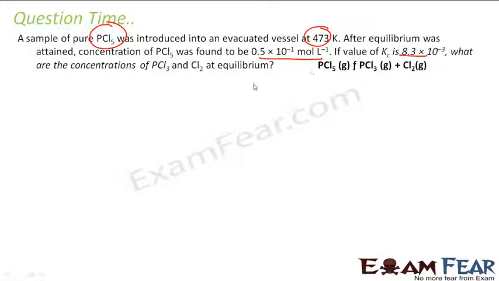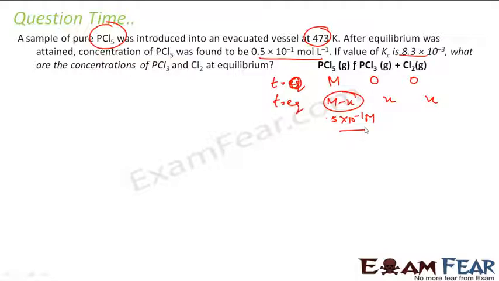at equilibrium, I don't know at t is equal to 0, but let's suppose at t is equal to 0, some m moles of PCl5 were there and 0 moles of PCl3 and Cl2. At t is equal to equilibrium, this will become m minus x, and this becomes x, this becomes x. And this m minus x is nothing but given as 0.5 into 10 to the power minus 1 moles per liter.